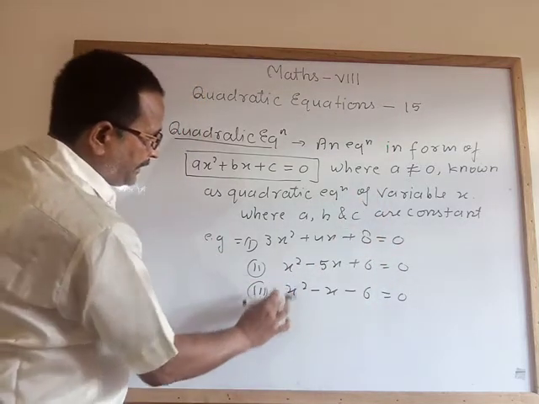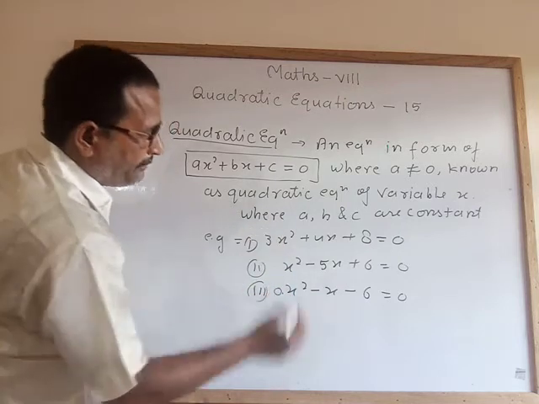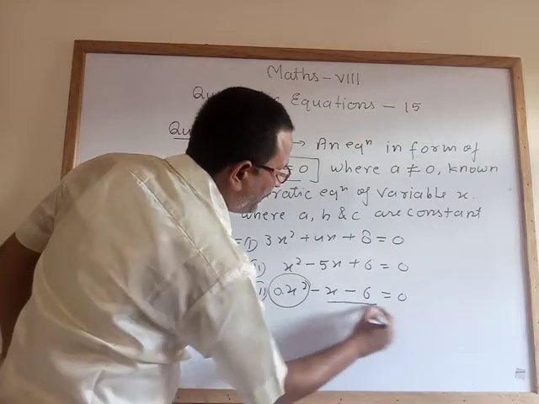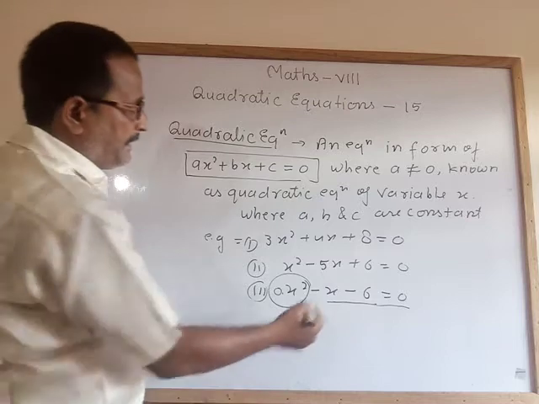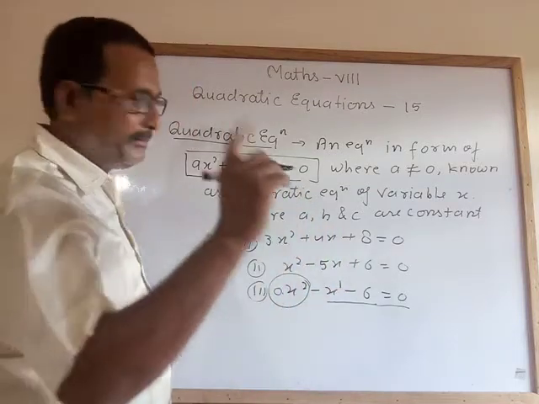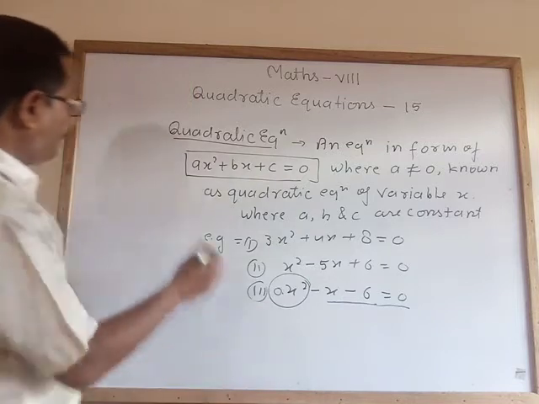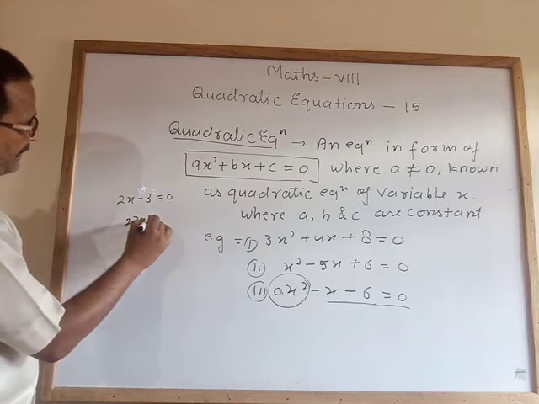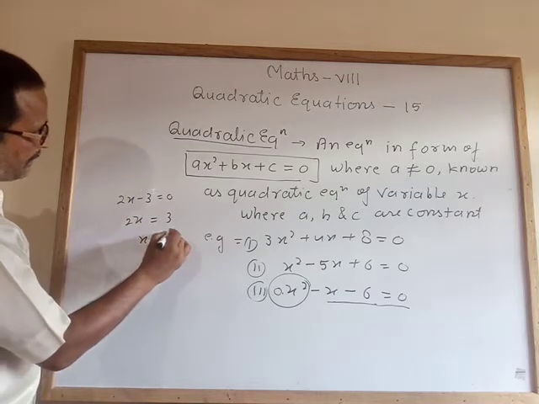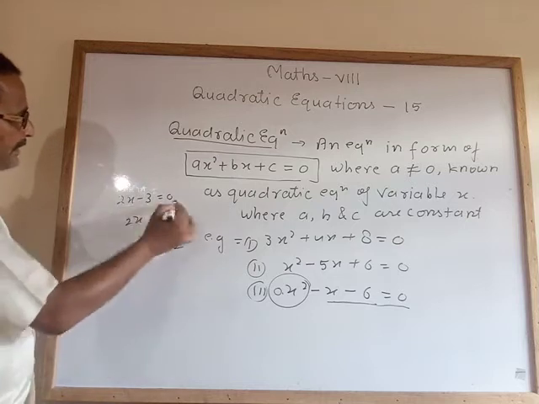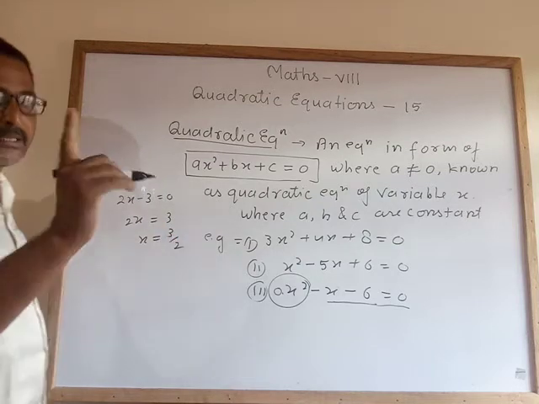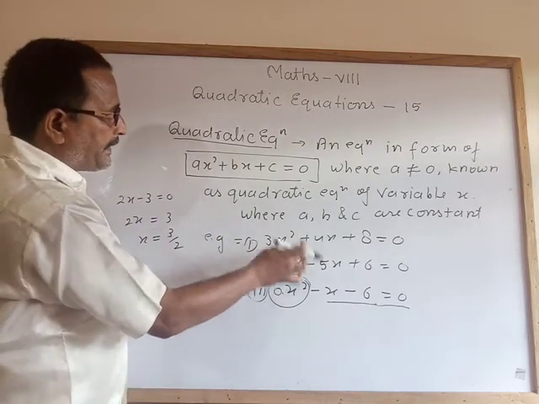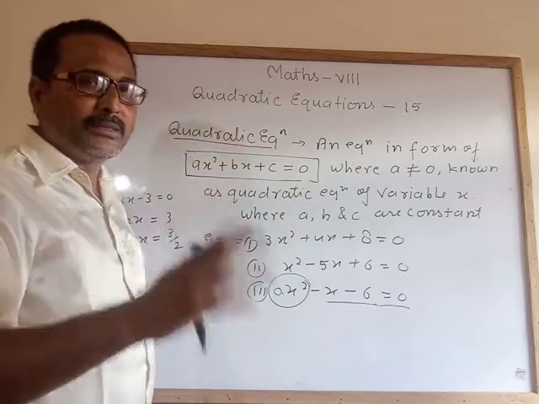Suppose this term a is 0, if multiplied by 0, then the whole term will be 0, and this equation is known as a linear equation. Why is it called linear? Because the variable power is 1. Now, see the equation 2x minus 3 equal to 0, 2x is equal to 3, x is equal to 3 by 2. This is a linear equation, x having only one solution. A linear equation has one solution, whereas a quadratic equation has two solutions or two roots. So remember that.